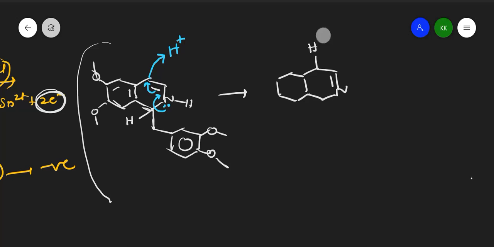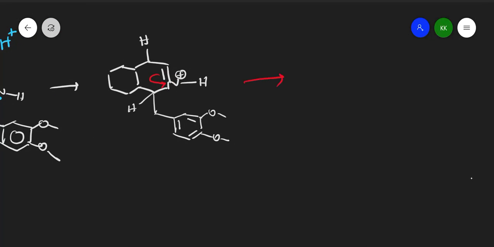So let me write H, simple H. And this nitrogen, since it gave its lone pair, gets a positive charge. The other things, this hydrogen and this group, remain as they are, OCH3, OCH3, and all other things. But nitrogen is an electronegative atom, so it can't have a positive charge. So again it will take this pi bond and become neutral, right? With the red marker, I have shown it. So OCH3, OCH3, everything will remain as it is.